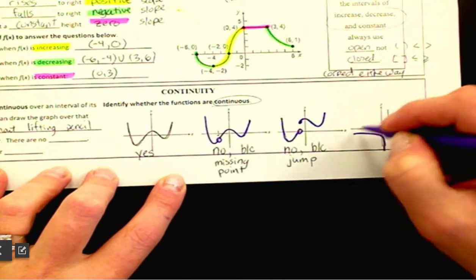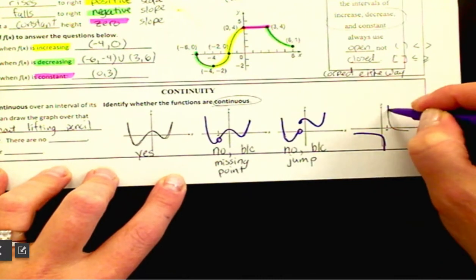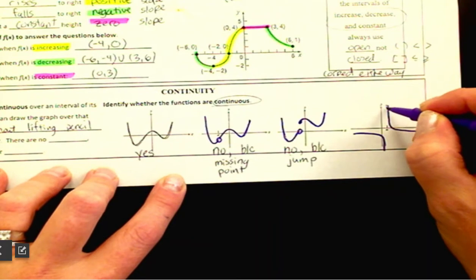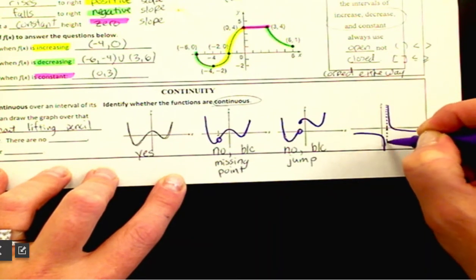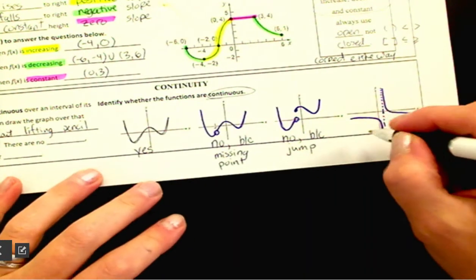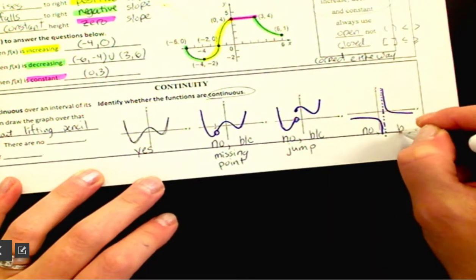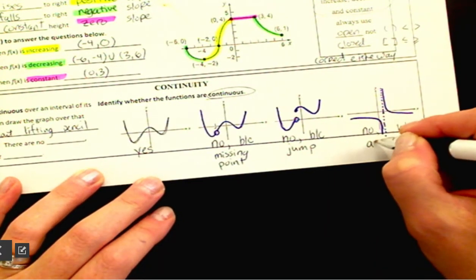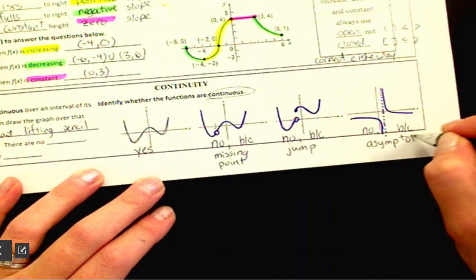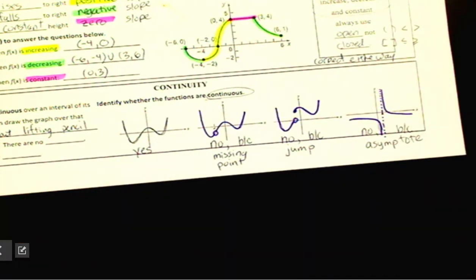Okay, and then this next one, you may or may not have been introduced to this vocab before, but I do pick my pencil up and I skip over to this second section here. But if I look really closely, there seems to be this vertical line that separates the two sections. And so it is not continuous, and it's because of an asymptote. The P is silent, but I say it to spell it. So asymptote.